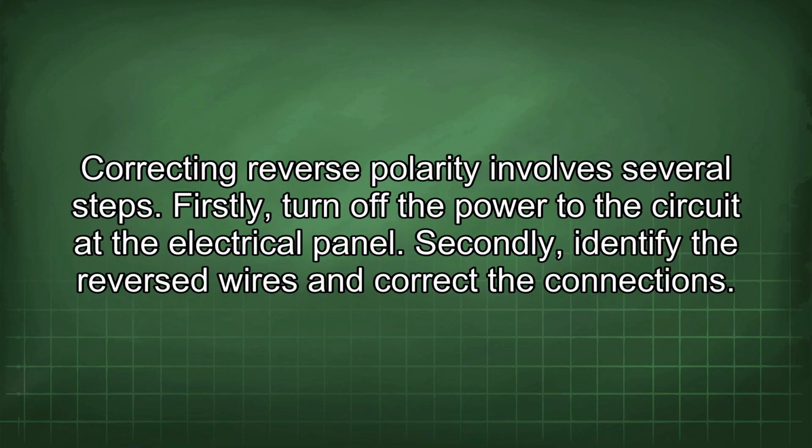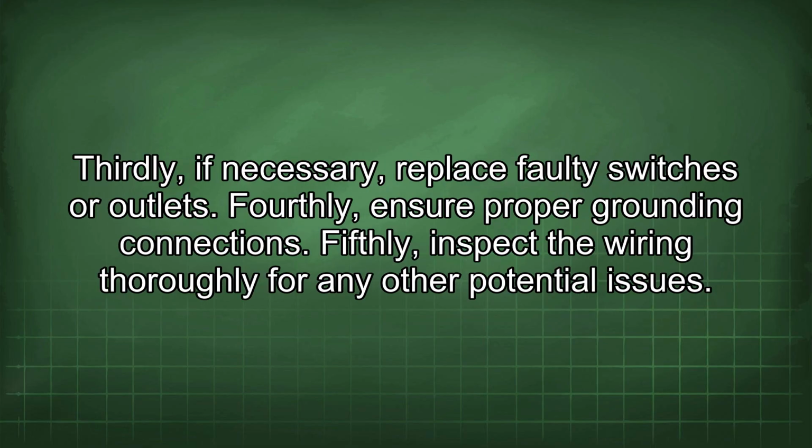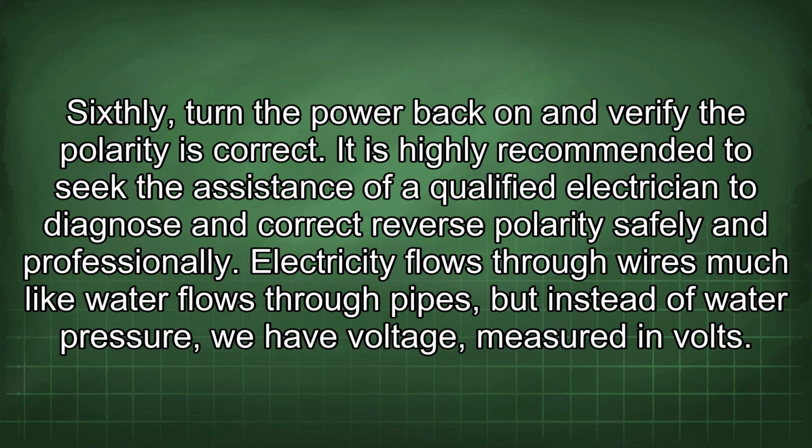Correcting reverse polarity involves several steps. Firstly, turn off the power to the circuit at the electrical panel. Secondly, identify the reverse wires and correct the connections. Thirdly, if necessary, replace faulty switches or outlets. Fourthly, ensure proper grounding connections. Fifthly, inspect the wiring thoroughly for any other potential issues. Sixthly, turn the power back on and verify the polarity is correct.